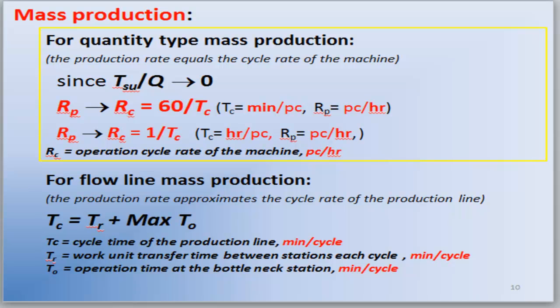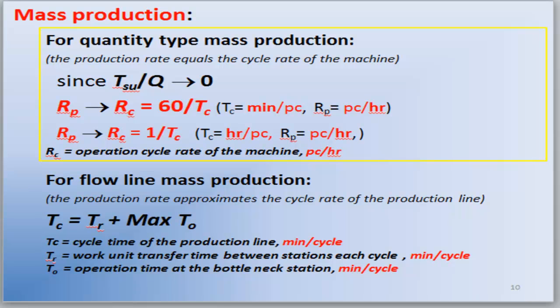For the quantity type mass production, the TSU over 2 becomes very small, since it is approximately equal to 0. Therefore RP equals 60 over TC, equal to RC. In this case, TC must be in minutes per piece. If TC is in hours per piece, RP will be 1 over TC.